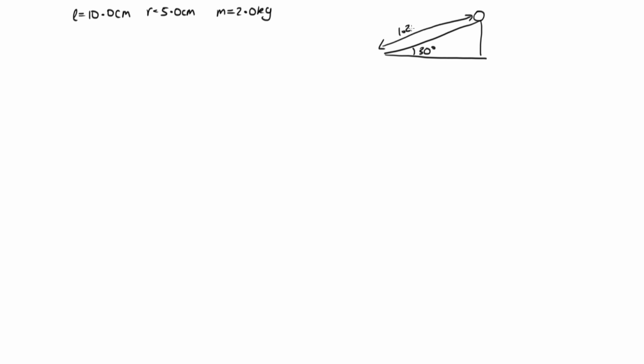Okay, so in this problem, we've got an inclined plane, which is inclined at an angle of 30 degrees, and we've got a cylinder which has a length of 10 centimeters. It actually turns out that we don't need that length, and a radius of 5 centimeters. At the top of it, it has a mass of 2 kilograms. And it then rolls down the plane. It rolls here a distance of 1.2 meters.